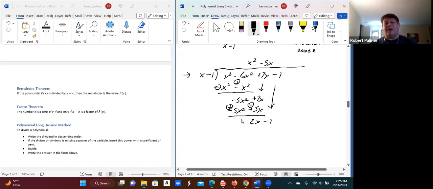What do we need to multiply x by to get 2x? That's just going to be plus 2. Plus 2 times x is 2x. Plus 2 times -1 is -2.